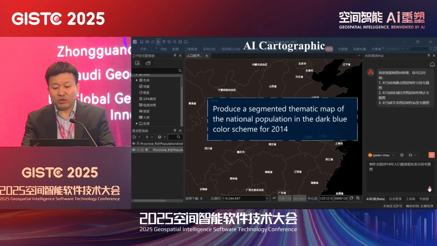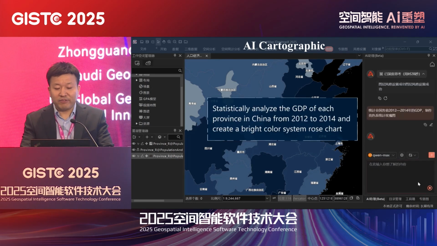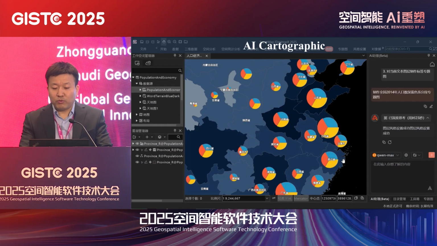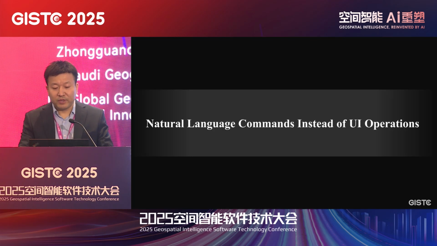As we know, cartography is very important. It can represent the statistic figures in a better way. The workflow agent will help me to calculate the population and the GDP of each province, and then generate thematic maps. So I think the big advantage is that workflow agent will use natural language commands instead of UI operations, especially for those people who are not professional in GIS. He can make the thematic map easily.